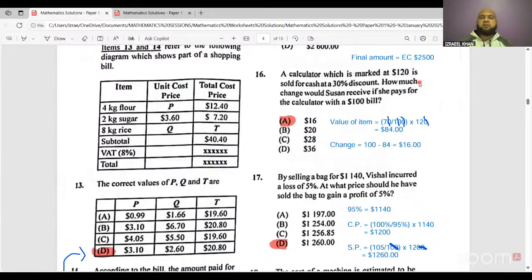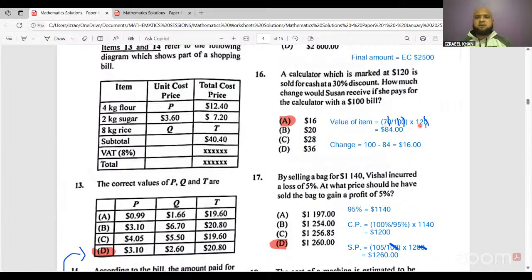However, I'm showing a shortcut here this evening. Instead of finding 30% of 120 and then subtracting it back from 120 to get the price of the calculator, all we could do is find 70% of 120. Because think about it, if I find 30% and then subtract it back from the whole, it just comes like finding 70% of the whole.